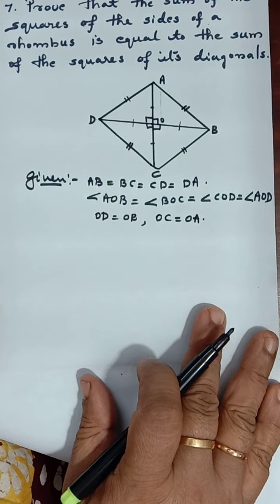Now come to proof. What is to prove? To prove sum of squares of sides equal to sum of squares of diagonal. Squares of sides means AB square plus BC square plus CD square plus DA square. That is sum of the squares of sides equal to sum of the squares of diagonal, AC square plus BD square. AC and BD are diagonals. Now let us find out each one. We can consider AOB as a right triangle. That comes as the proof.